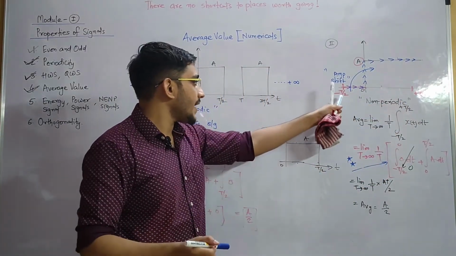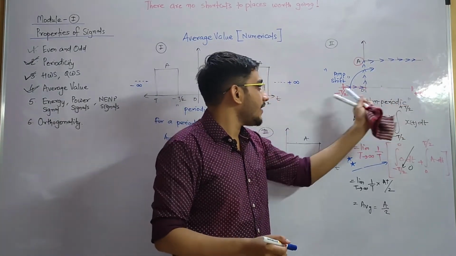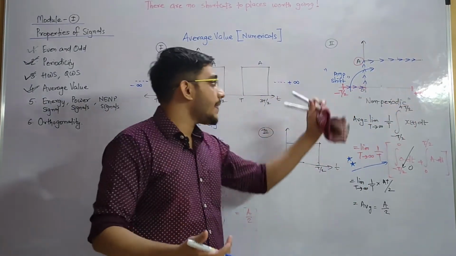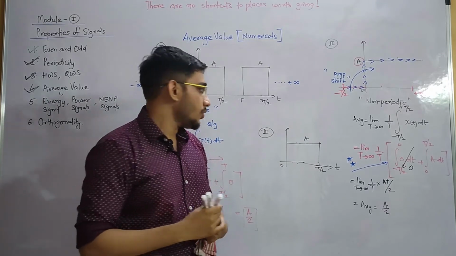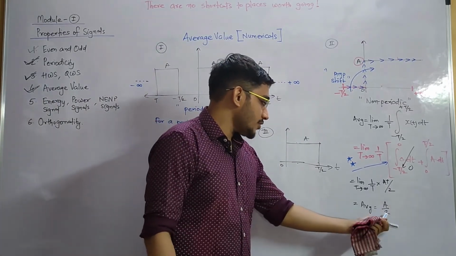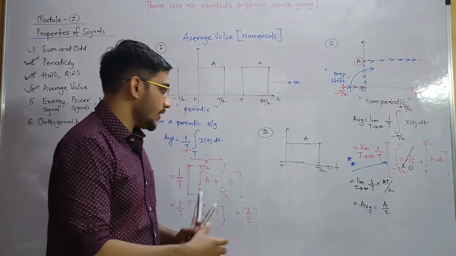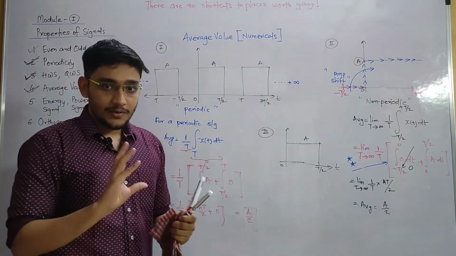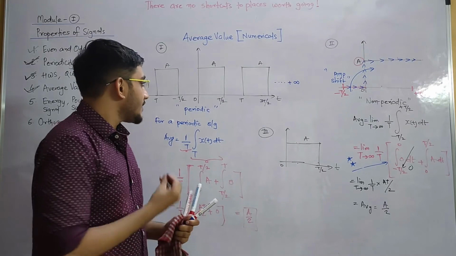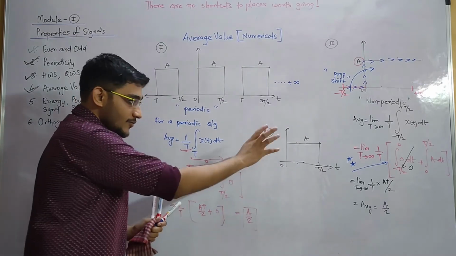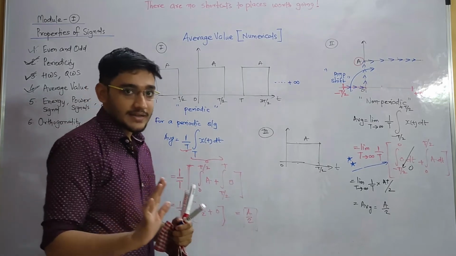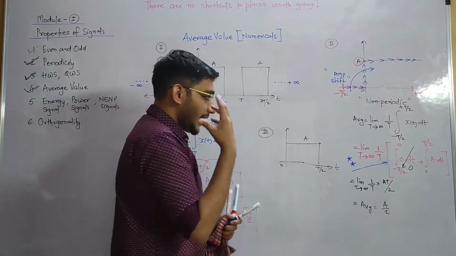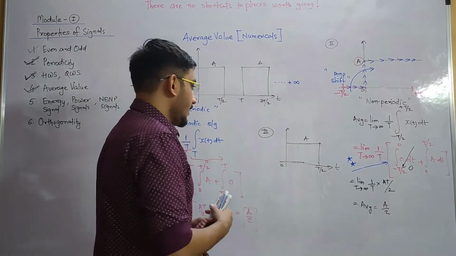So from minus T by 2 to plus T by 2, I have taken this consideration in such a way that my amplitude shifting is taken into consideration. Okay, great. So the average value of this is A by 2. Don't somehow just think that all the average values will be A by 2. It's just a coincidence that the values are getting the same. So don't make any assumptions in your head.